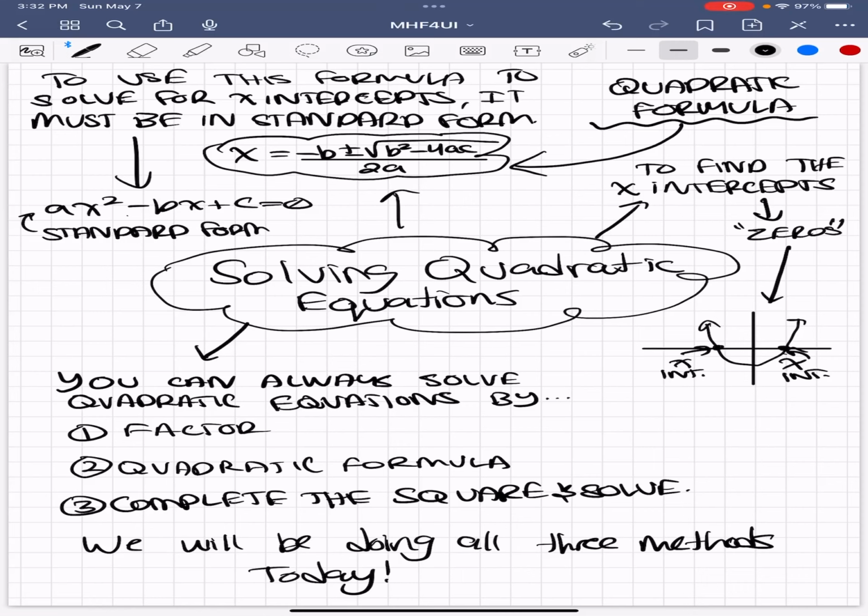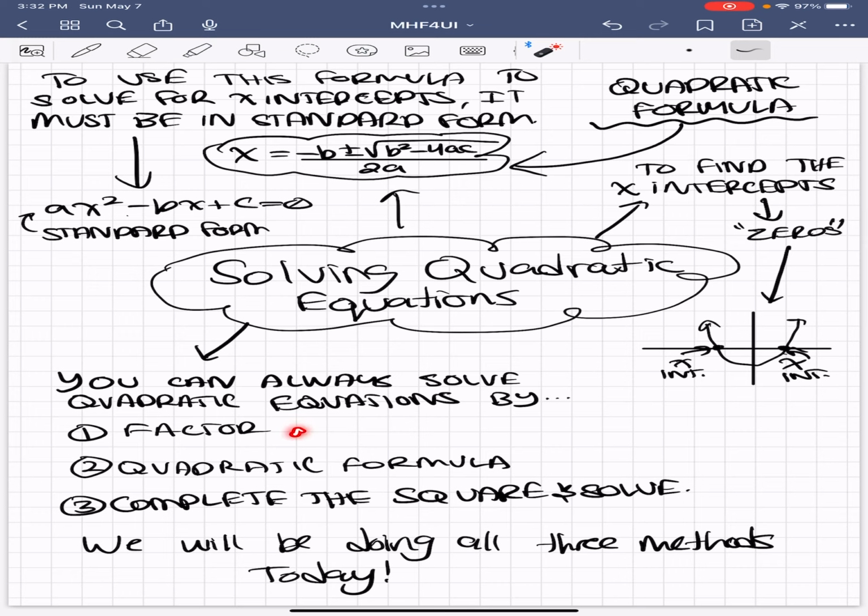What we're going to be doing today is we're going to solve quadratic equations. And what we're looking for is to find the x-intercepts, or the zeros, as you may call it. So here are the numbers that we're actually solving for. We're solving for the x-intercepts when we solve quadratic equations. And we can solve quadratic equations in multiple different ways.